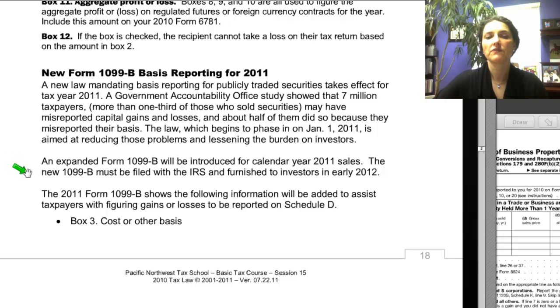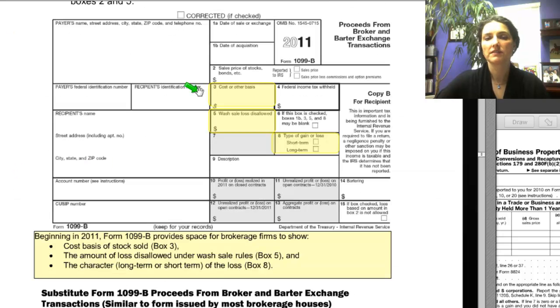The 2011 Form 1099-B shows the following information which will be added to assist taxpayers with figuring gains or losses to be reported on Schedule D. The important new boxes I've highlighted in yellow. The first one shows cost or basis, Box 3. The second one shows wash loss disallowed. And the third box identifies whether there was a gain or loss that was short-term or long-term.